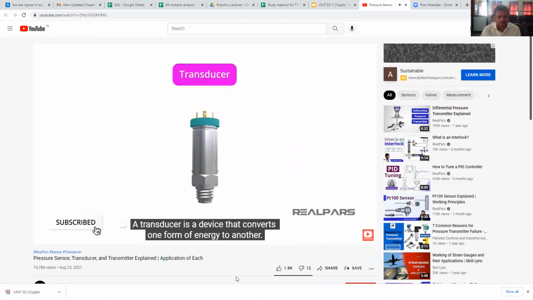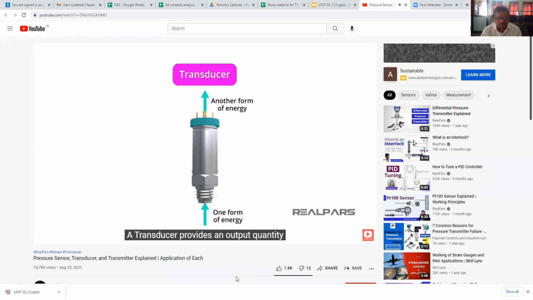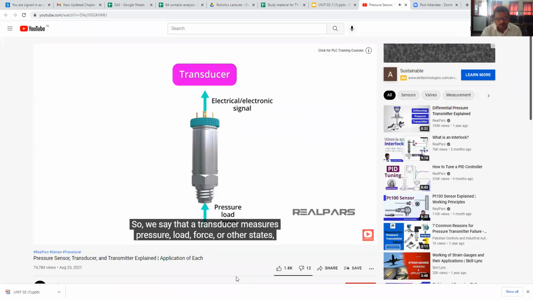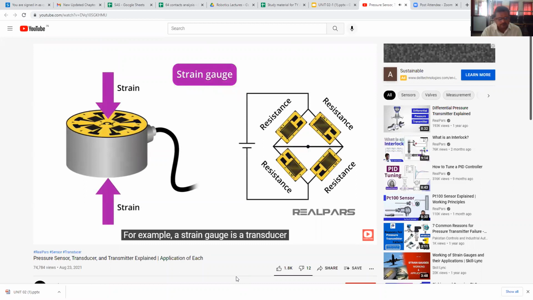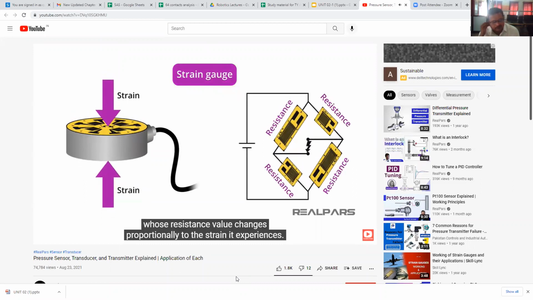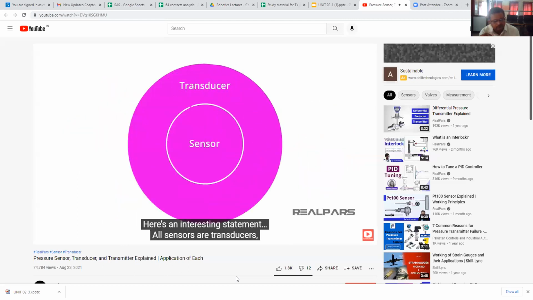A transducer is a device that converts one form of energy to another. A transducer provides an output quantity having a specified relation to an input quantity. In the field of instrumentation, the output quantity is an electrical or electronic signal. So, we say that a transducer measures pressure, load, force, or other states, and converts the reading into an electrical or electronic signal. For example, a strain gauge is a transducer whose resistance value changes proportionally to the strain it experiences.